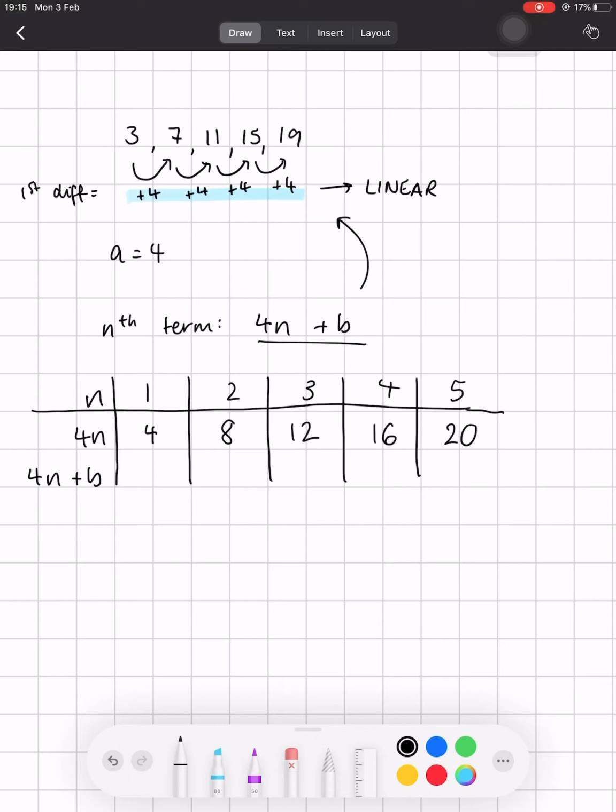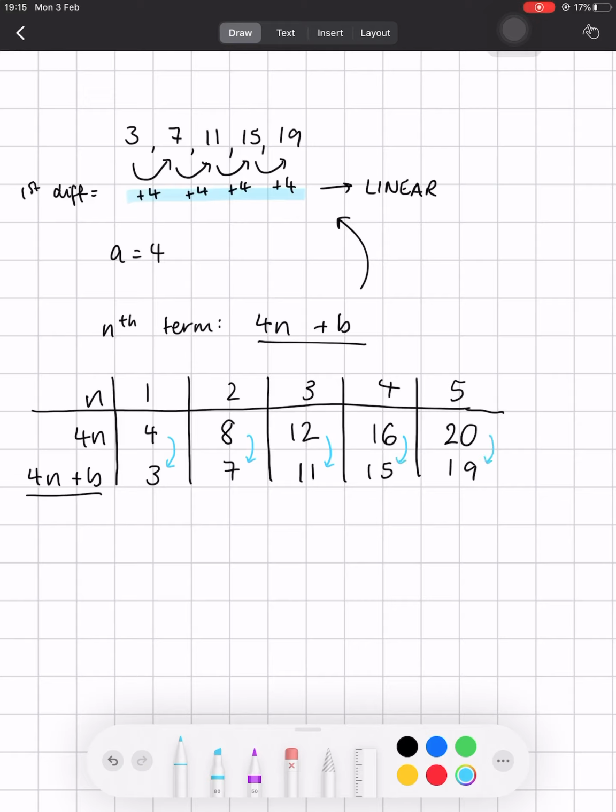And so this row here usually represents what we have at the top. So we have 3 here, we have 7 here, 11 here, 15 here, and 19 here. And to work out what b is, we have to see the difference between the 4n here and this 4n plus b here, because the only difference between these two rows is the plus b. So if we're going to work out what the plus b is, we have to see how do we get from 4, so the top row, to the second row like this. And there should be a common difference between them.